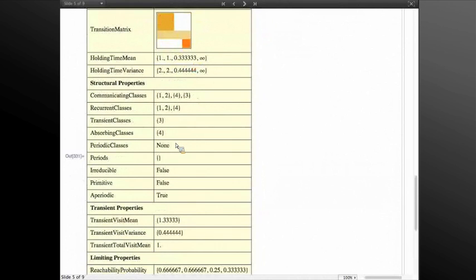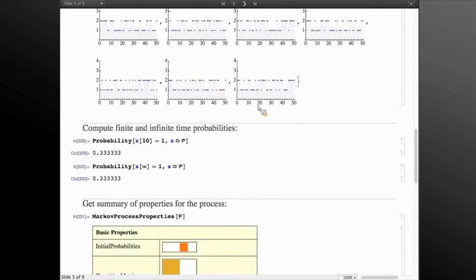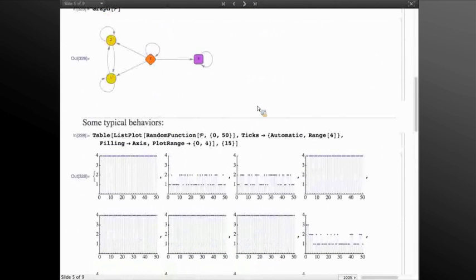So for instance, one thing that you can see is the communicating classes. Communicating classes of states are states where you can go from one to the other. So if we look over here in the actual graph, we can see that I can go between 1 and 2, but I can never go to anything else. I can't go from these to either 3 or 4. When I'm in 4, I can just be stuck in 4, and so on.